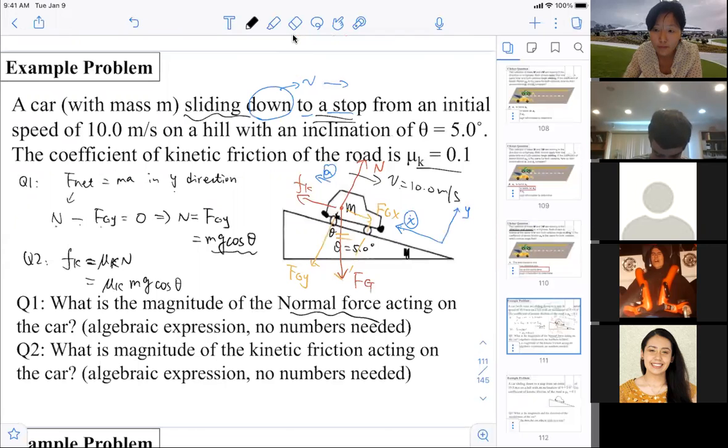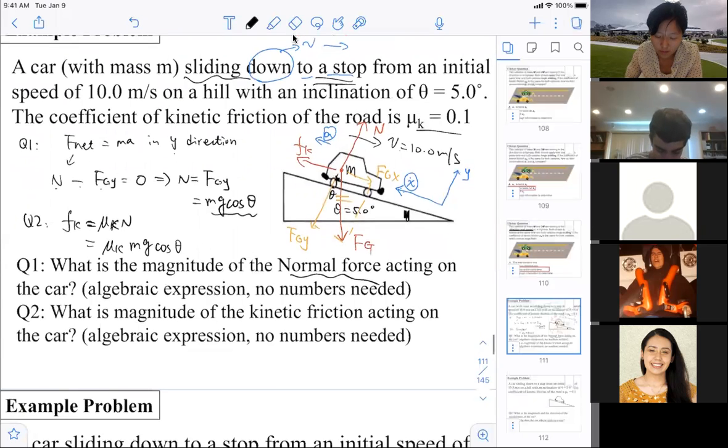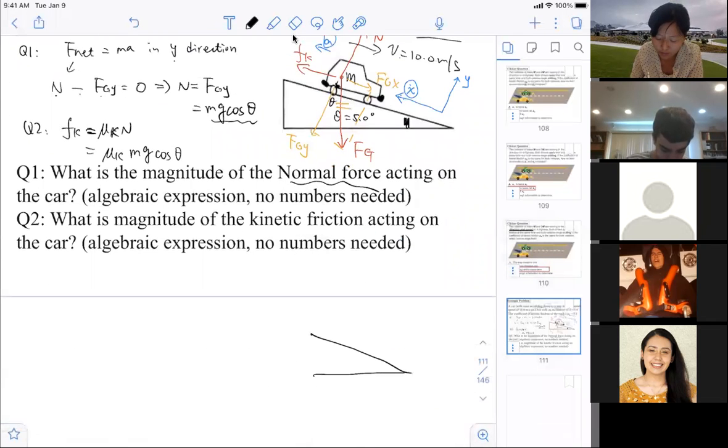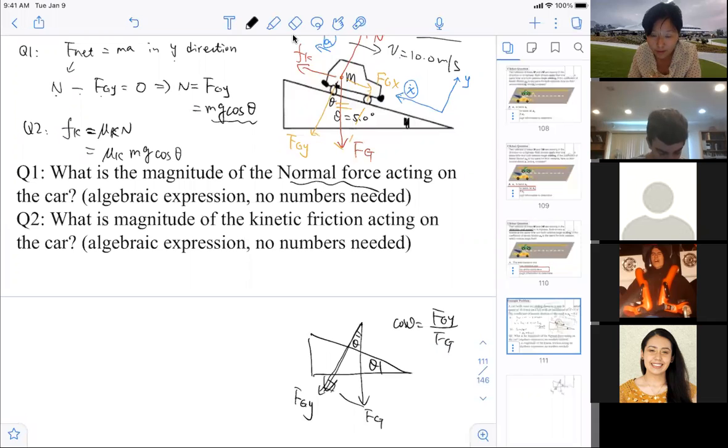Could you briefly go over the mg cosine theta in terms of use of k? Yes, so that is from looking at the geometry of the angle. I know that this is FGY, this is FG, this is theta. So in this triangle, cosine theta is FGY over FG. Does that make sense? Okay, gotcha. Yeah, thank you.